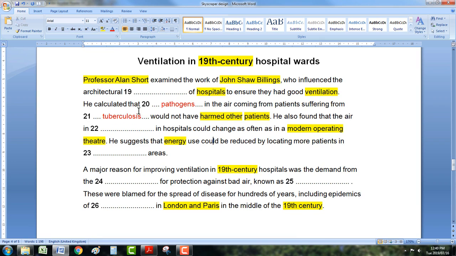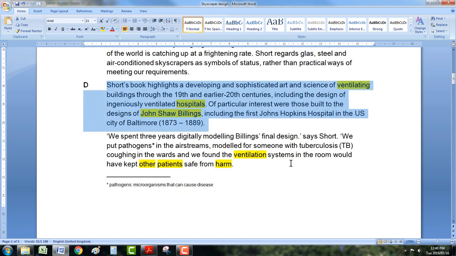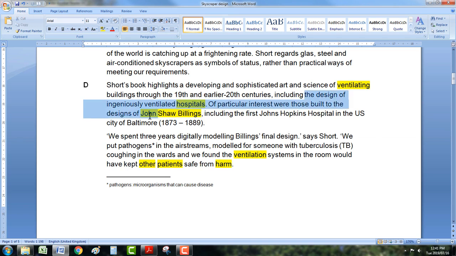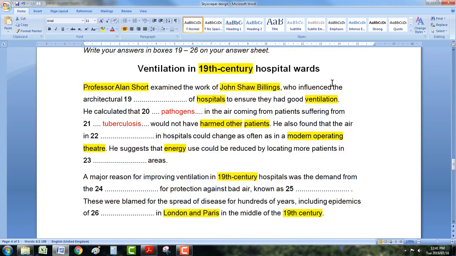So right, let's try and go back to this one then. I suspect this one is difficult. This guy, John Shaw Billings, influenced the architectural something of hospitals. We're looking for a noun. The architectural, this is an adjective, so we need a noun over there. And we're probably going to be over here. Here is hospitals. Architectural, I don't see. But I do see the design of ingeniously ventilated hospitals. The architectural design of hospitals.